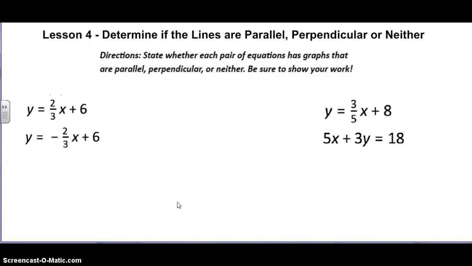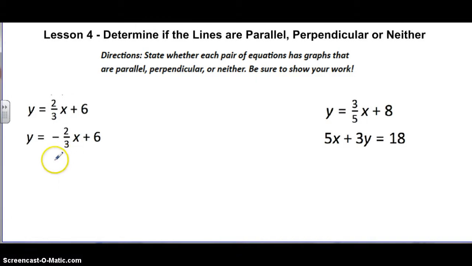All right, mystical hobbits, what we're going to be doing here is determining if these two lines that we have are parallel, perpendicular, or neither. Those are our three possibilities. To do that, we have to find the slope of both of these. So let's look at the slopes, and the slopes are what's going to tell us: are they parallel, perpendicular, or neither?